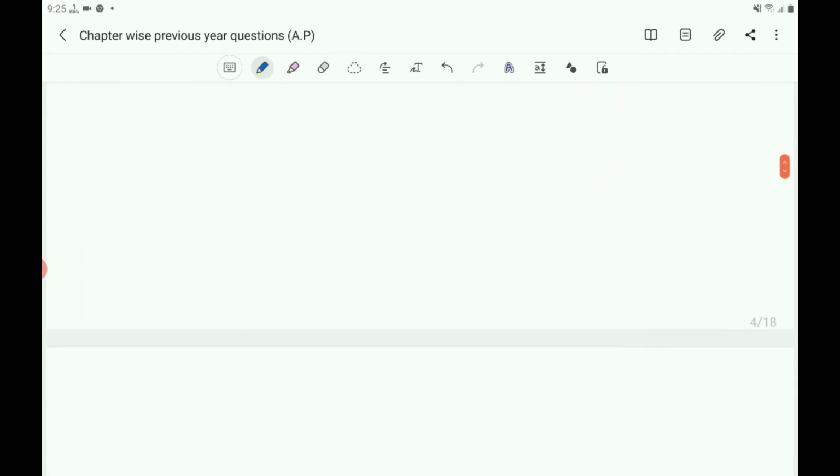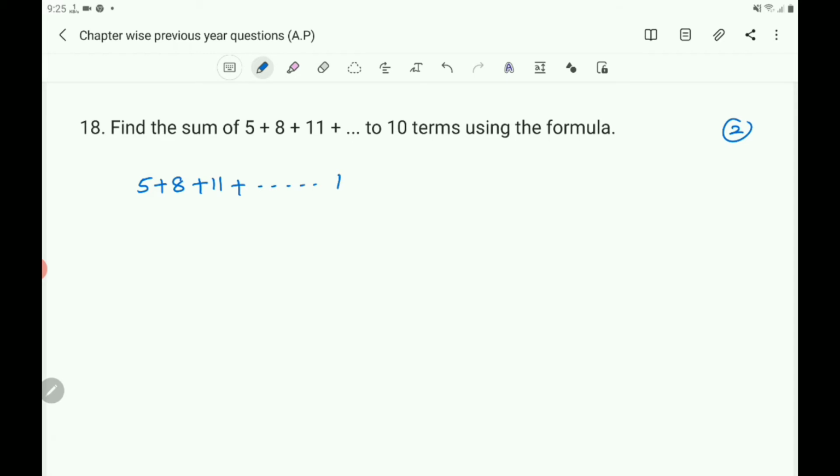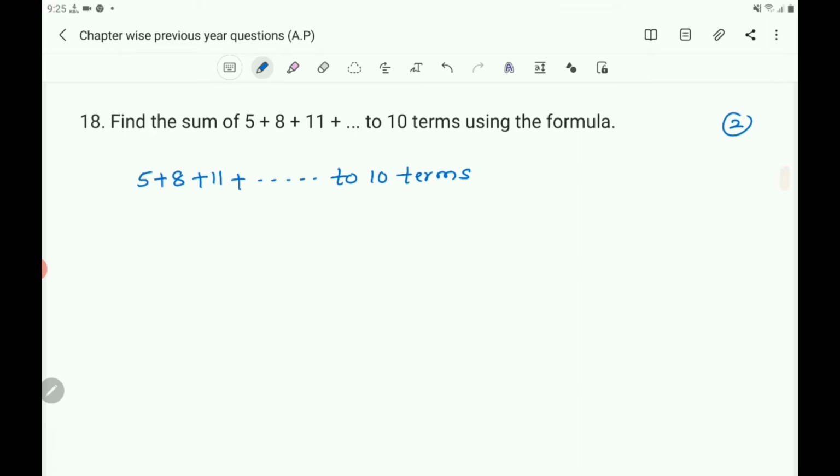Next let us go to the next question. The 18th question of that paper is from the arithmetic progression. That is a 2 marks question. Find the sum of 5 plus 8 plus 11 plus so on to 10 terms using the formula. So you take that progression here, that is a series 5 plus 8 plus 11 plus so on to 10 terms.